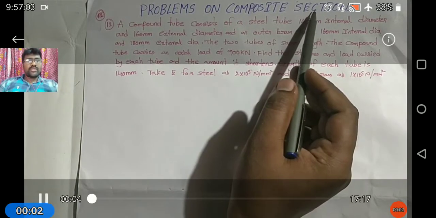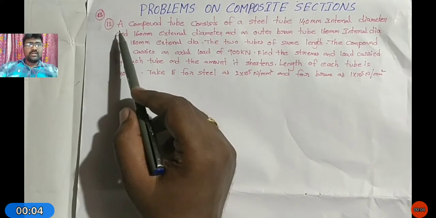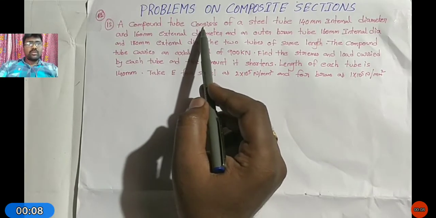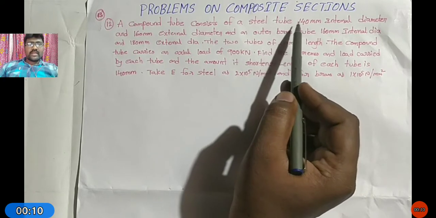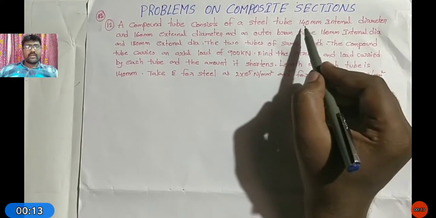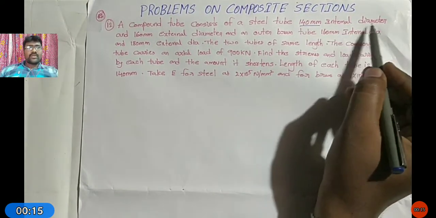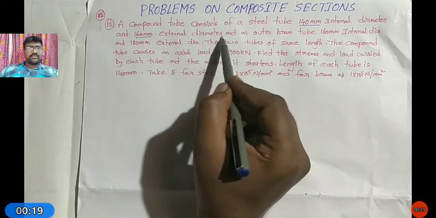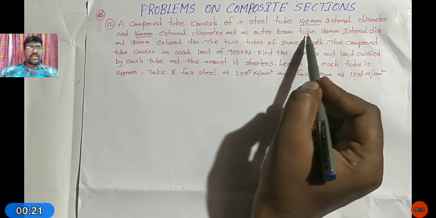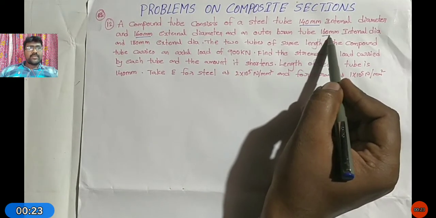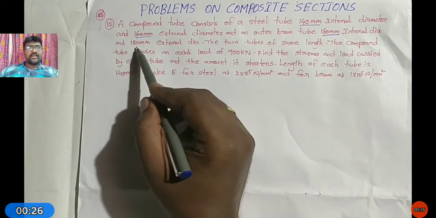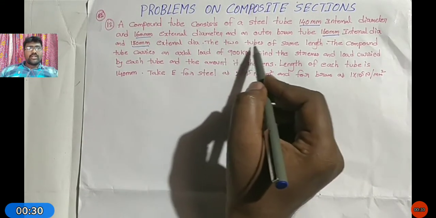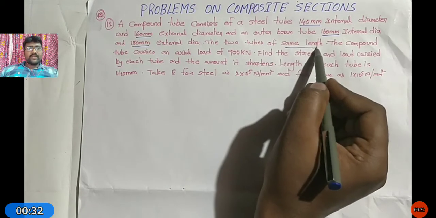On composite material sections. The problem given: a compound tube consists of a steel tube that is 140 mm internal diameter and 160 mm external diameter, and an outer brass tube that is 160 mm internal diameter and 180 mm external diameter. Okay, the two tubes are of the same length.